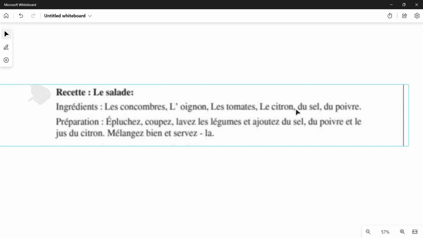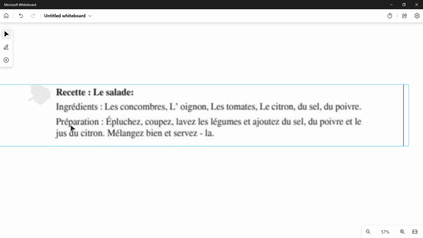The ingredients are, like cucumber, la cucumber, that means the cucumbers. La oignon, that is the onion. Le tomates, that is the tomato. A heat stone, that is the lemon, and douce, that is some salt, and du poivre, that is some pepper. Okay, so the ingredients are the cucumber, the onion, the tomatoes, the lemon, some salt, and some pepper. Okay, these are the ingredients.